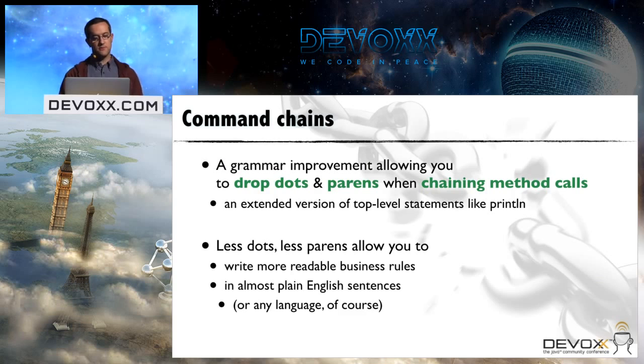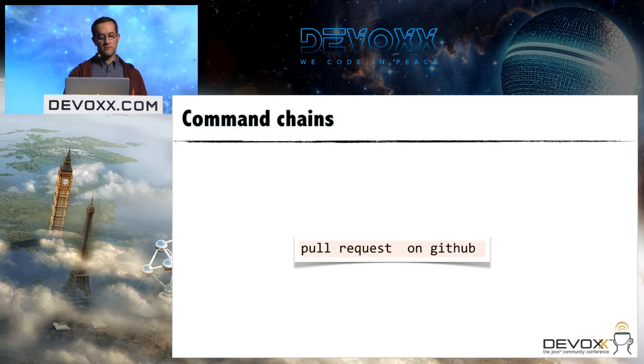So let's start with Groovy 1.8. One of my favorite features of Groovy 1.8, which was released already a year ago, is a small syntax enhancement which allows us to create DSLs, domain-specific languages, which are quite readable, looking pretty much like English or French or German sentences. It's a syntax improvement where you can drop dots and parentheses so that it really looks like plain English or whatever language you're using. So let me show you an example right away.